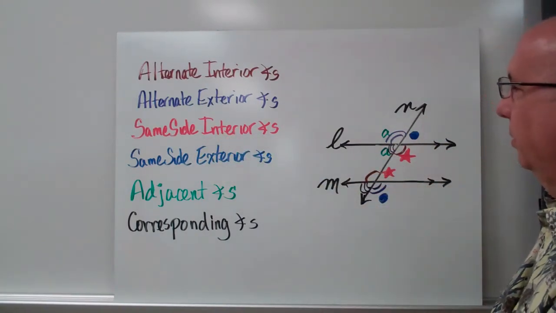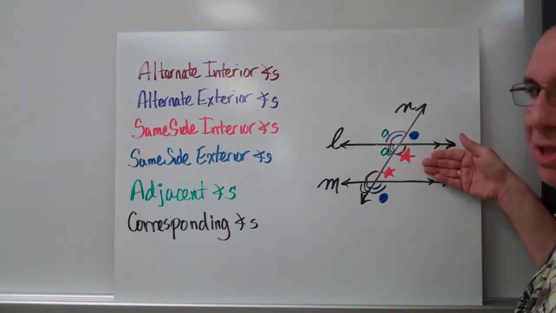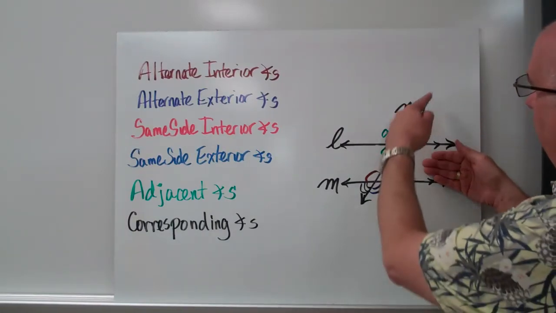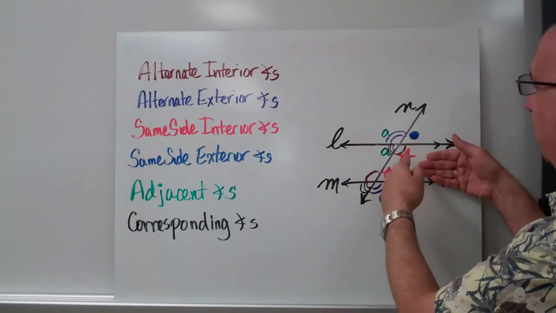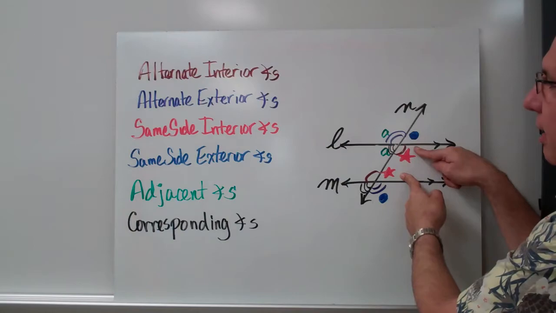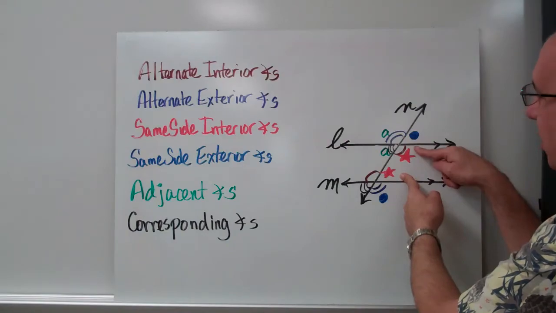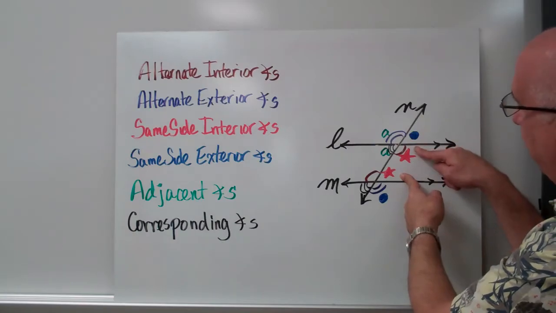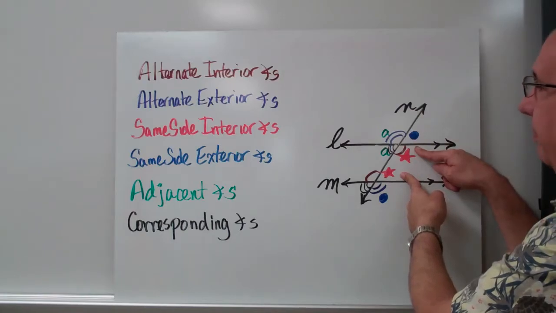Same side interior angles. Interior, we're back in between the parallel lines. Same side means it's going to be on the same side. They're going to be on the same side of the transversal. Here's the transversal. So inside the parallel lines, on the same side of the transversal, these two angles right here represented by the stars are examples of same side interior angles. Same side interior angles are always supplementary. So if I add the measure of this angle and the measure of this angle, they will equal 180 degrees.